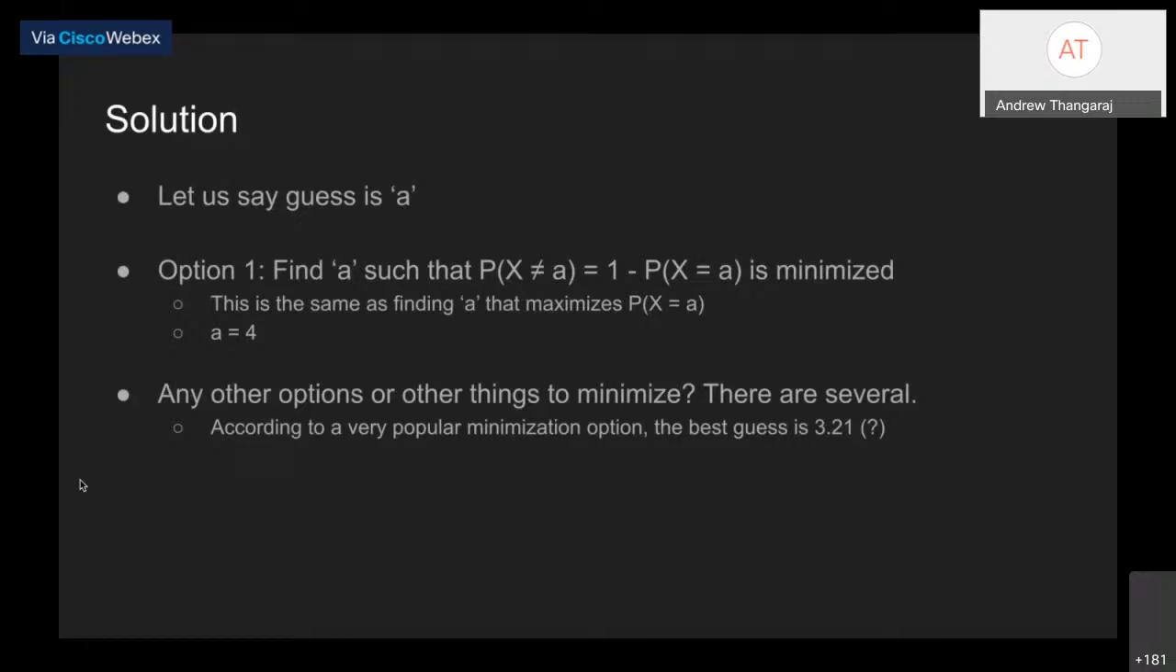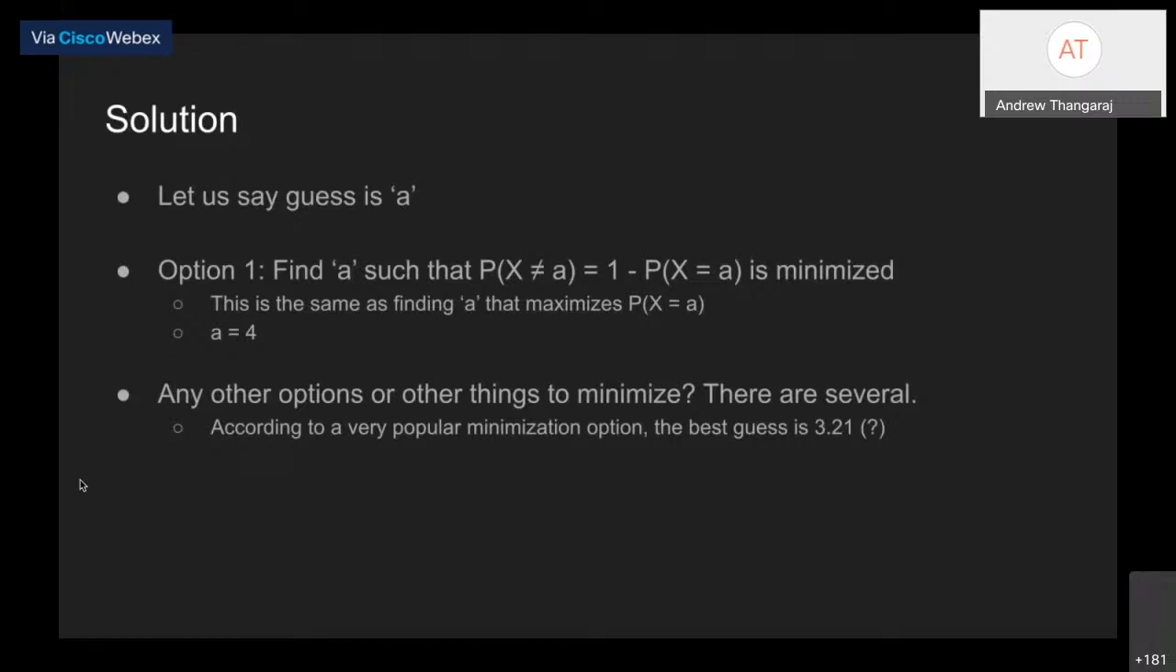This is central to many things. You may want to optimize other things as well. So 3.21 is not the only other answer. There are other answers. If you change the metric a little bit, what you want to minimize, you will get other things. So why a equals 4? I just gave you an answer. A equals 4 will minimize the probability that you're wrong.